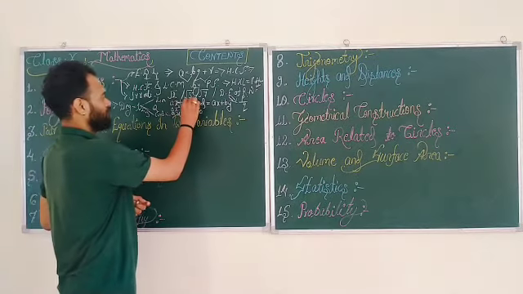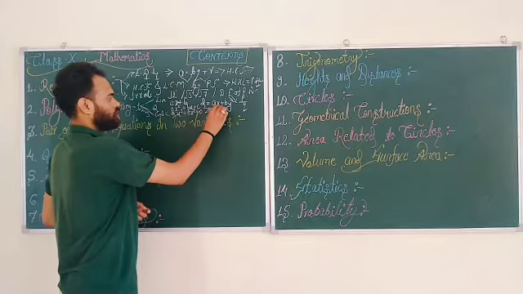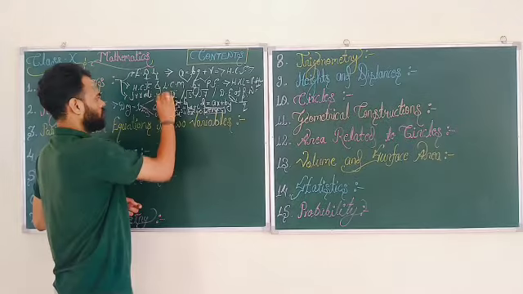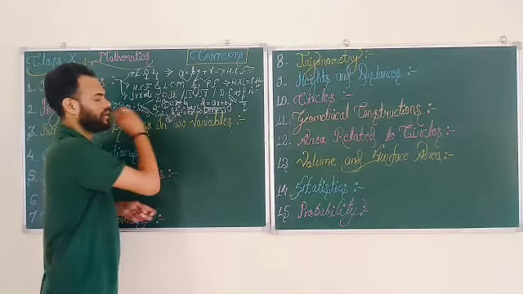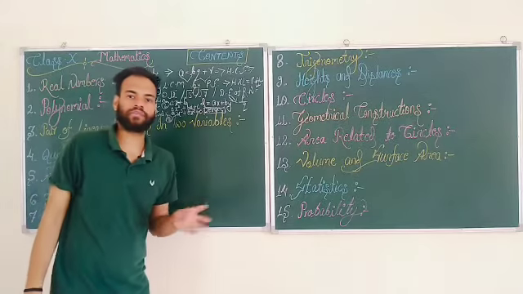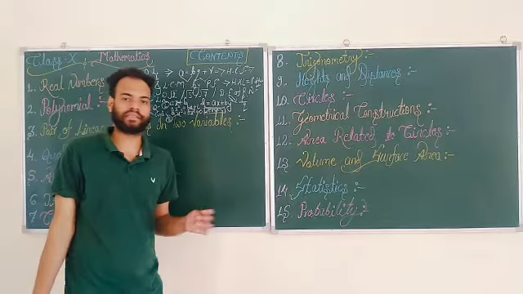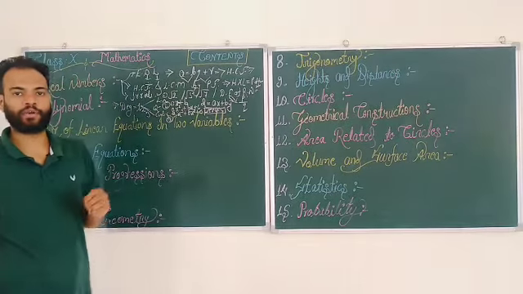On the basis of this, we have to find the zeroes of the polynomial. A linear polynomial has 1 zero, a quadratic polynomial has 2 zeroes, and a cubic polynomial has 3 zeroes. Under this chapter we have to find the relation between the zeroes, the sum of the zeroes and the product of the zeroes. Now the third chapter is Pair of Linear Equations in Two Variables.